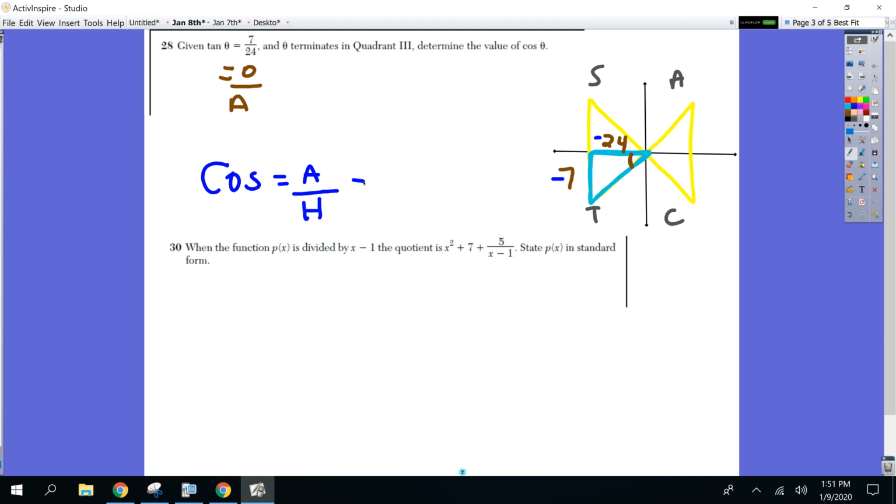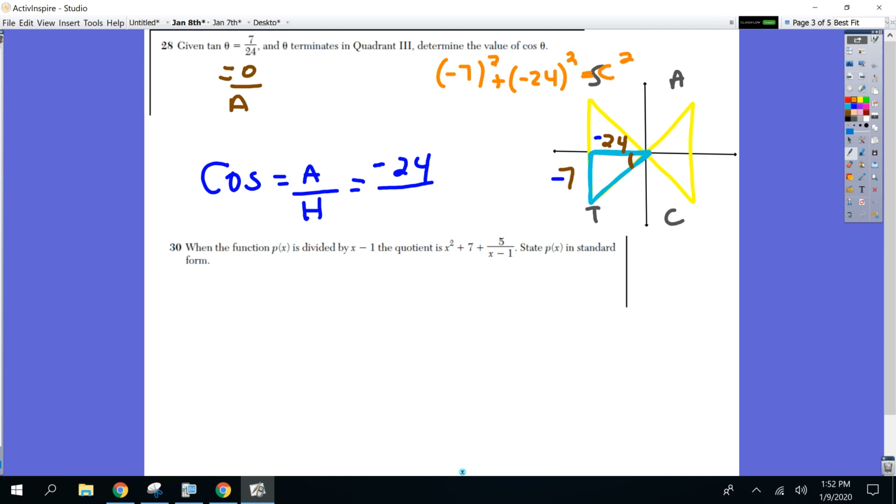Well, the adjacent's easy for me. I already know that. What's that? Negative 24. The only side I'm missing is the hypotenuse. Okay, and what can I use to find the hypotenuse? Pythagorean theorem. Please make sure you put the negatives in parentheses in your calculator, or we're going to be toast.